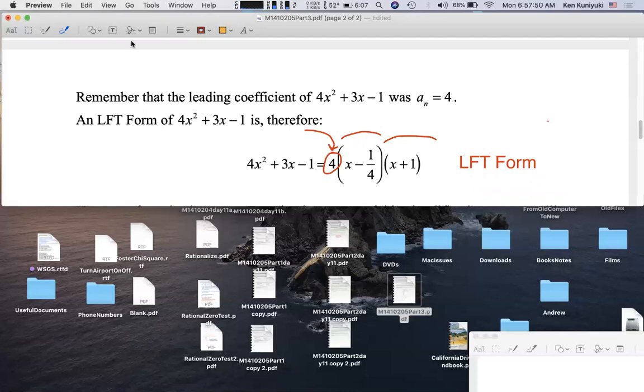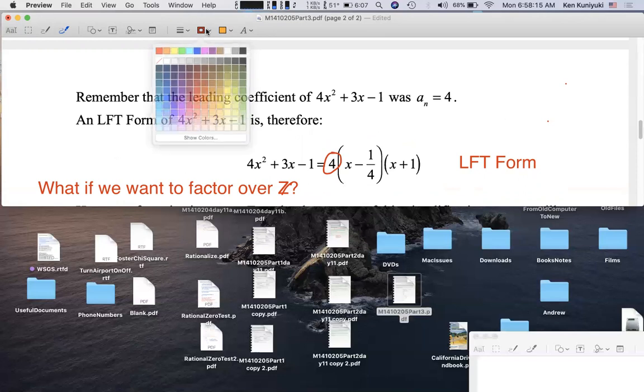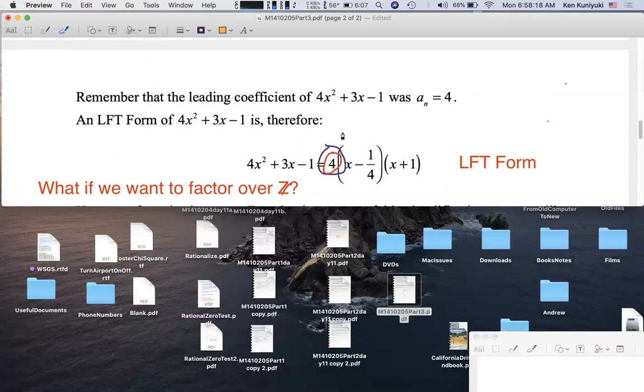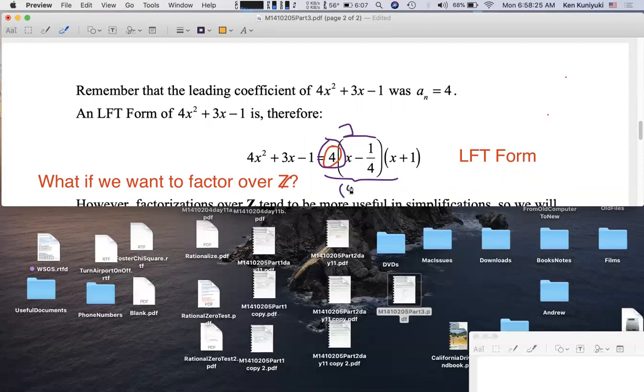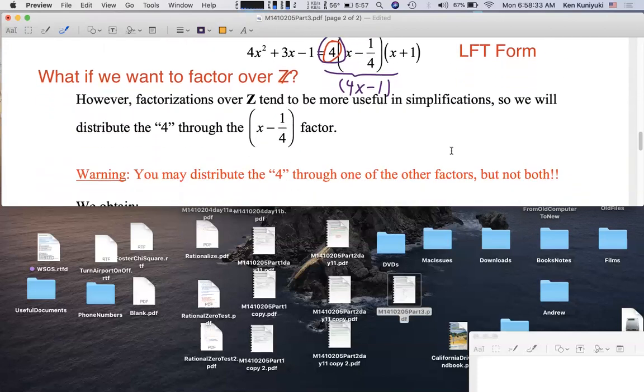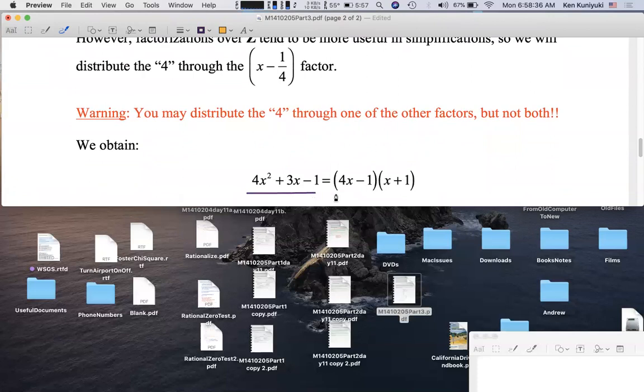But wait, let's say we want to factor this over the integers. What if we want to factor this polynomial over Z, the set of integers? Here's what we could do. We don't like the -1/4 because it's not an integer, but what could we do? We could take the 4 out here, the leading coefficient, and multiply it through this factor. We can distribute. And when we do that, what do we get? We get the factor 4x minus 1, which is a factor over the integers. So then we get that this QT factors as the factor 4x minus 1 times the factor x plus 1, or vice versa.